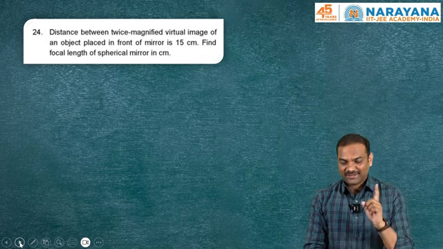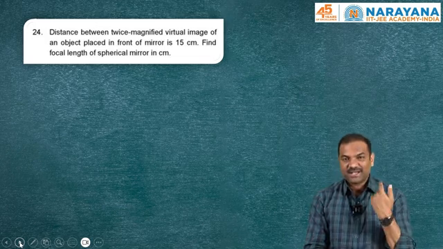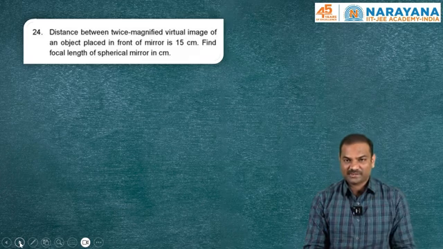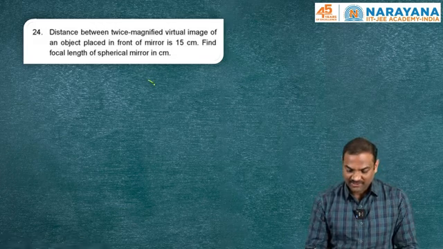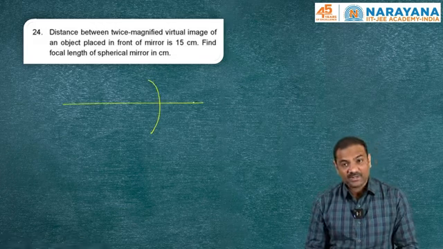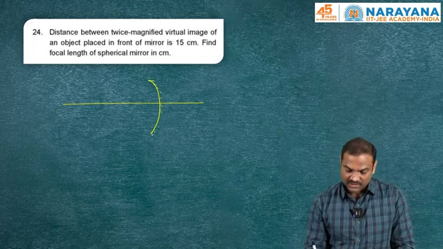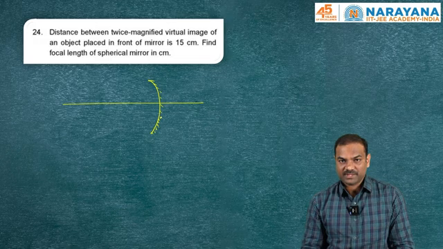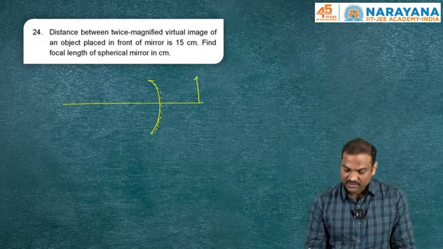Okay. So as it is a real object and virtual image, and they're asking for a twice magnified virtual image, you will get a magnified virtual image for concave mirror only. So no need to mention in the question that it is a concave mirror. If it is a convex mirror, you will get a diminished virtual image, not magnified. So then twice magnification they are saying.